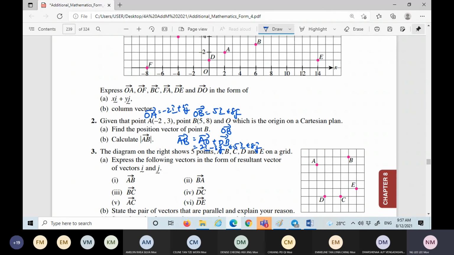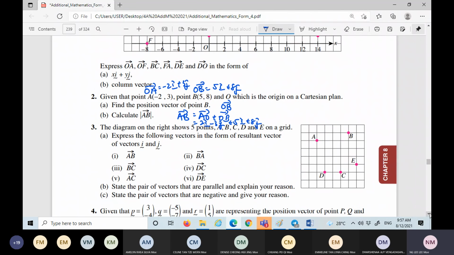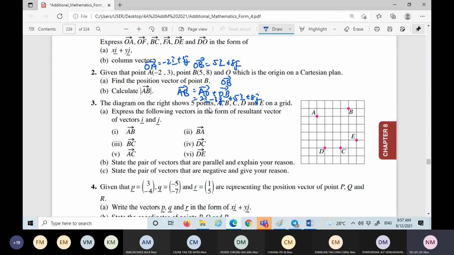Okay, we look at question number 3. You have 5 points here. Express the following vector in the form of a resultant vector of i and j. So AB. This one is the same as just now, the example 14. So from A go to B. Go to the right 1, 2, 3, 4. Go up 1. So it's 4i plus 1j. So you will do the rest.